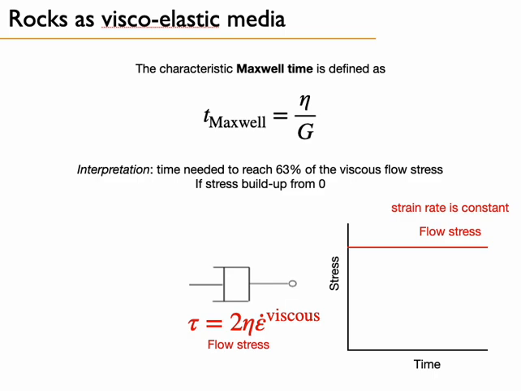So let's start with a simple diagram. We aim at representing the stress evolution as a function of time. If we take the viscous element, the stress is simply 2 times eta times strain rate. We assume the strain rate is constant with time. So if you have the viscosity, which is also constant, tau will be constant with time. This is the viscous flow stress. It does not change with time.